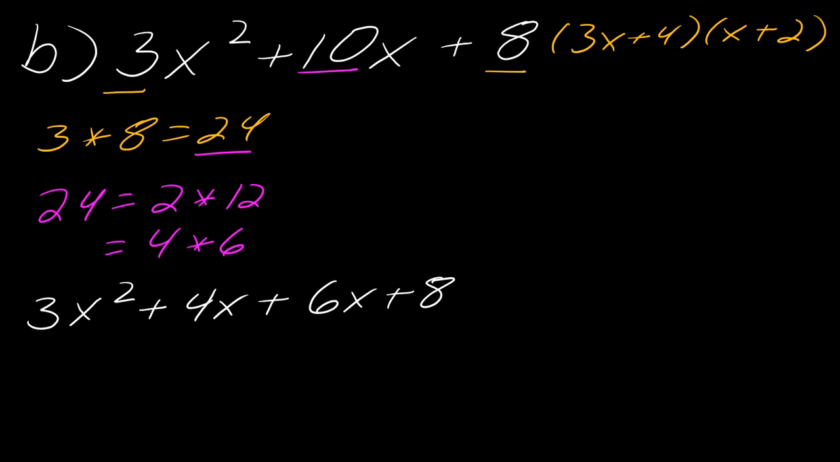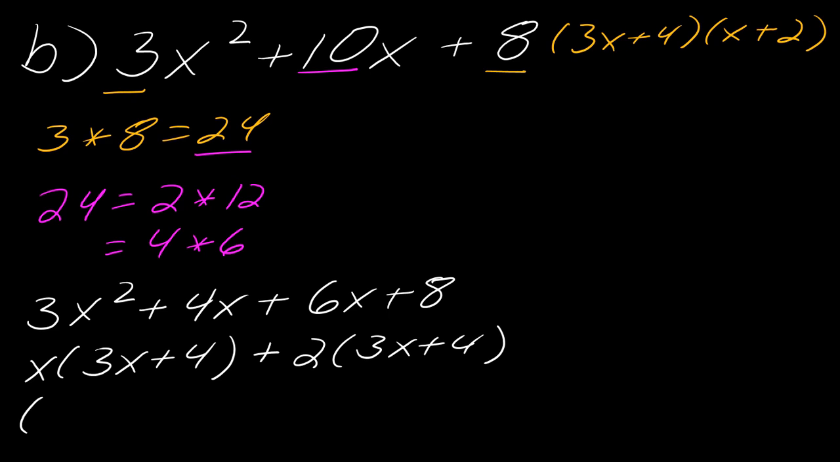So let's see what that does. To do my grouping then, out of these first two terms, I'll factor out an x. So this becomes 3x plus 4. And then out of the second two terms, I can factor out a 2, which will leave me with 3x plus 4. And then I can finish the grouping as x plus 2 and 3x plus 4, which is exactly what we found in trial and error. So again, tomato, tomato, whatever you prefer, it's totally fine.